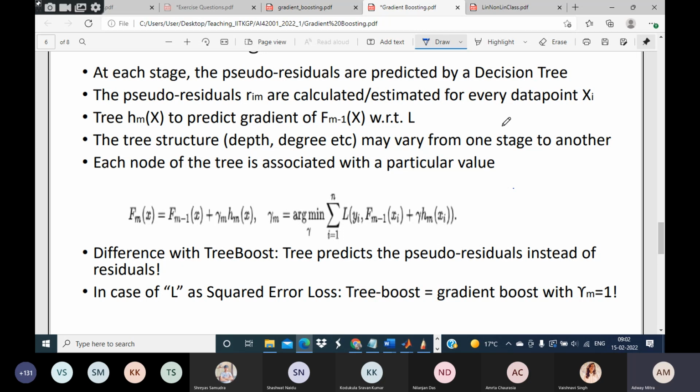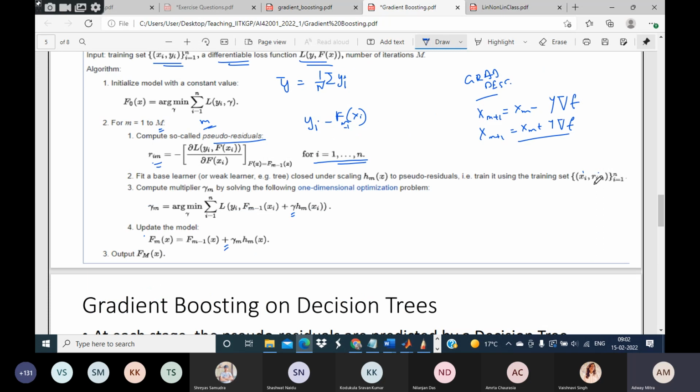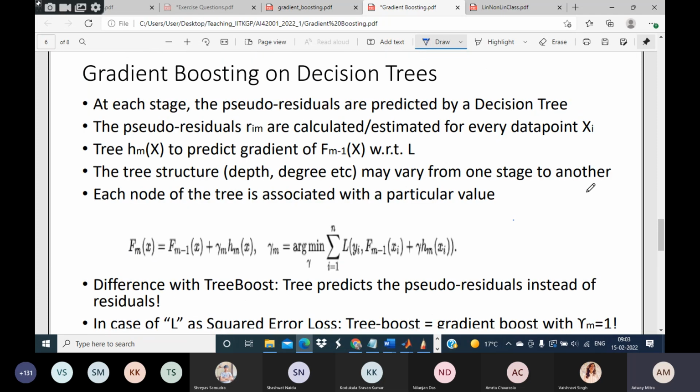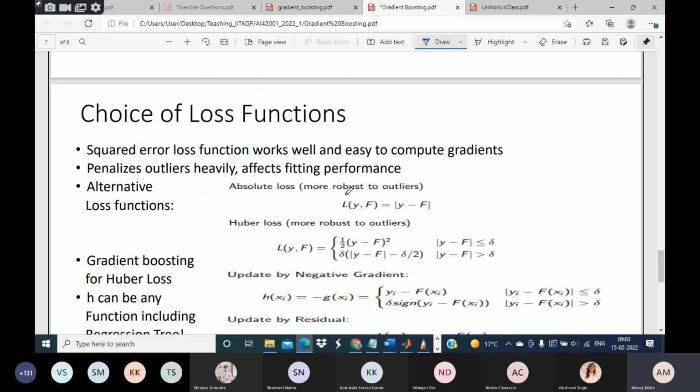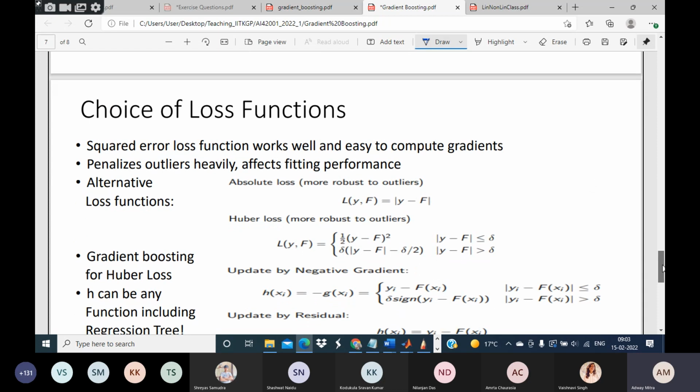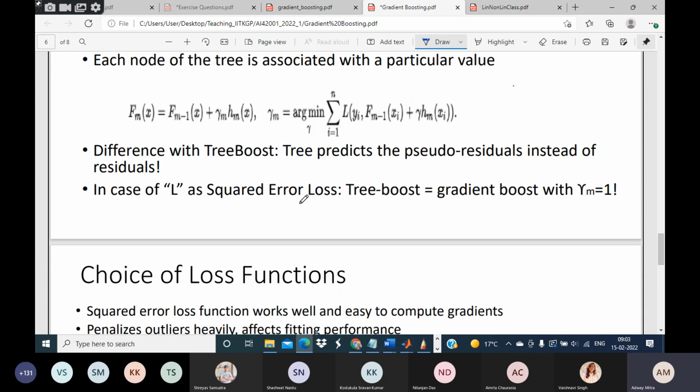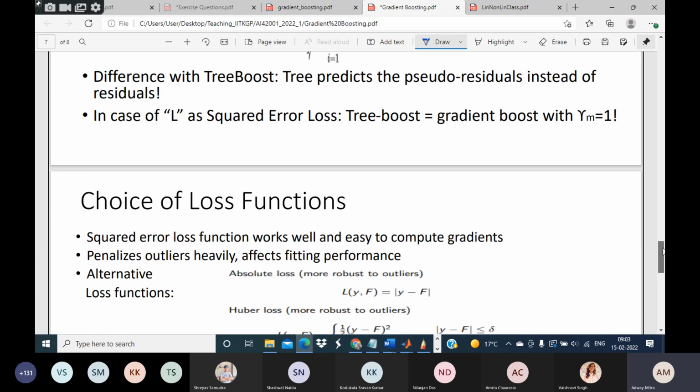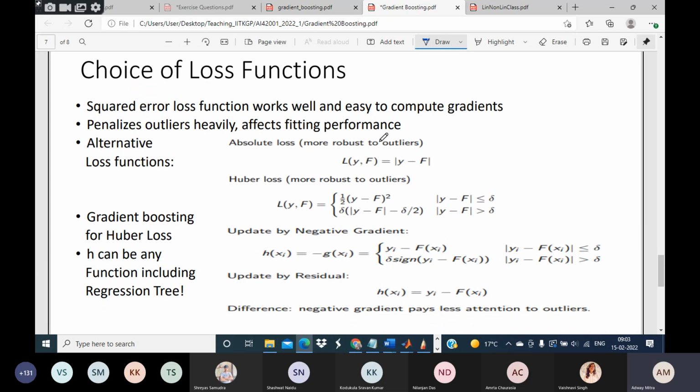At every stage you have this kind of a data set, and you are fitting a tree to it. What will be the exact specifications of the tree? At what values you will split the different nodes, how many ways you will split it, how many depths you will go, these are your choices, and they will vary from one stage to another. As I said, in the special case that the loss function is the squared error loss, this becomes identical with the tree boost algorithm. But it is possible to choose other loss functions also.